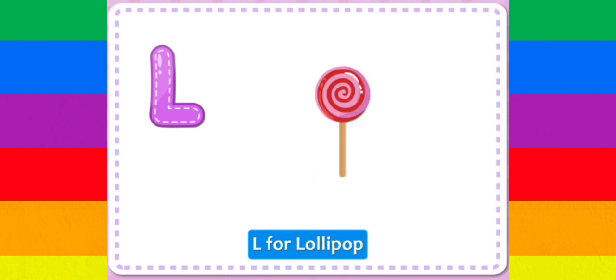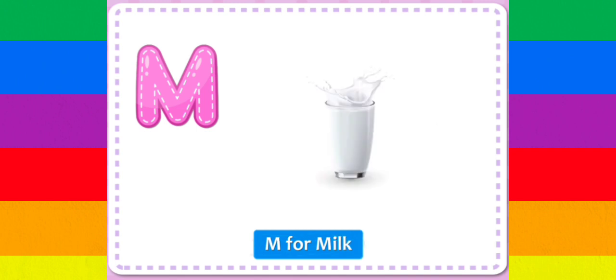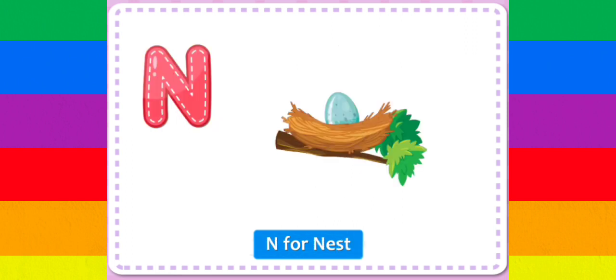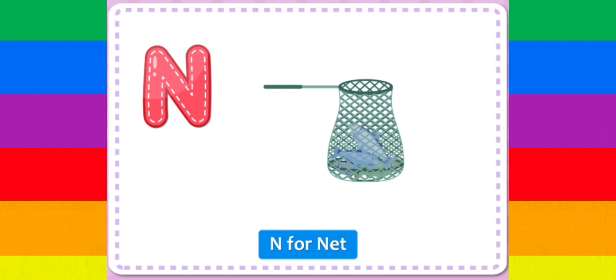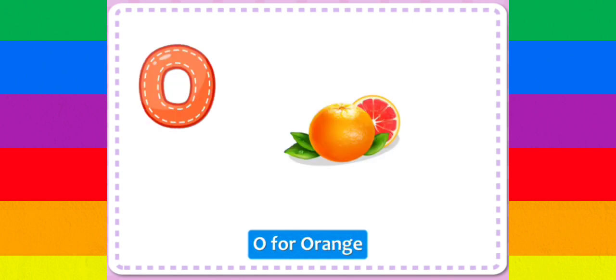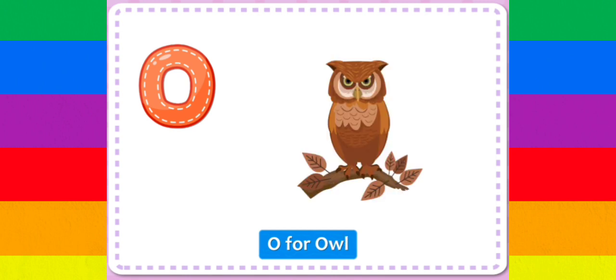L for lollipop. M for mango. M for milk. M for monkey. N for nest. N for net. N for notebook. O for orange. O for oven. O for oil.